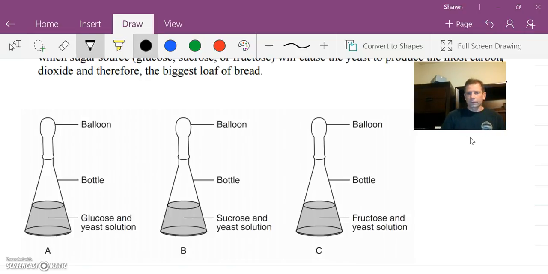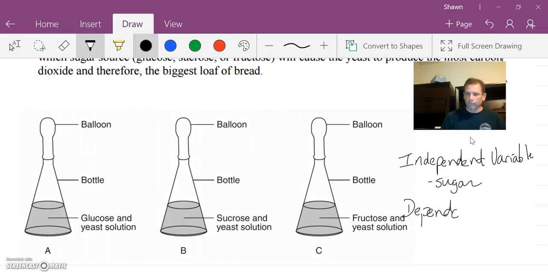So when we abbreviate this, we can even say the independent variable, or we sometimes abbreviate that IV. So independent variable was the sugar, in this case, and the dependent variable was the amount of CO2 produced by the yeast.